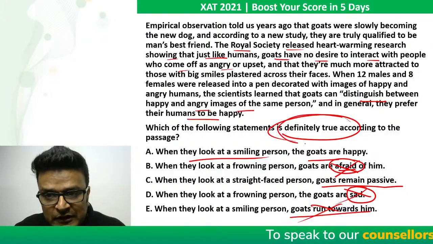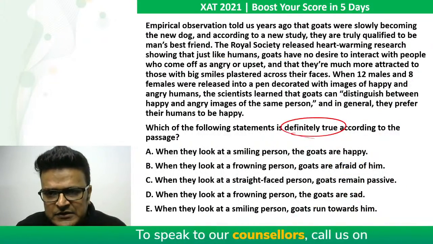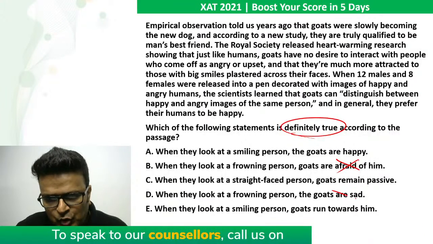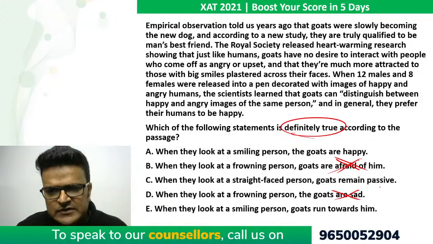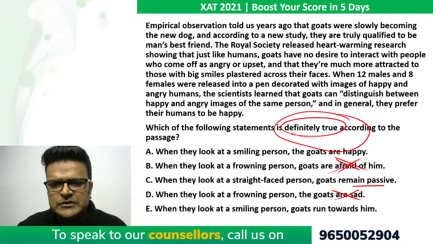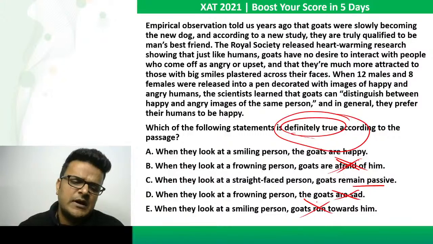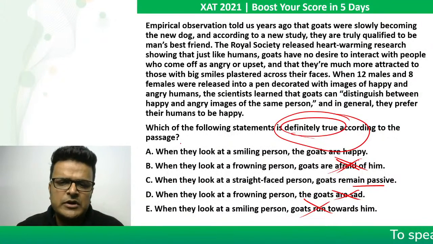So I have to look at the word "definitely true" and eliminate words which we cannot support. So sad we cannot support, afraid we cannot support, passive maybe, I don't know, "definitely true" भी तो नहीं बोल सकता. Run towards him is a very bakwas option. So what is the correct answer?